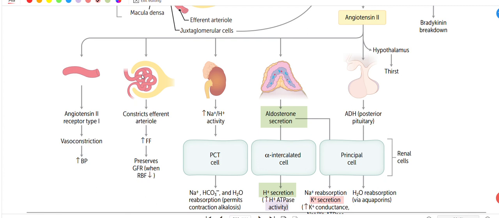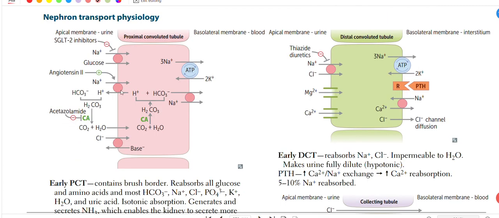In the kidney, angiotensin 2 is going to the proximal convoluted tubule and increasing activity of the sodium proton exchanger. So we are having more sodium inside. In the proximal convoluted tubule, angiotensin is increasing activity of the sodium proton exchanger. Sodium is coming inside and proton is going in the urine. So angiotensin 2 is increasing activity of this sodium proton antiporter in the proximal convoluted tubule, increasing sodium reabsorption and increasing proton excretion.